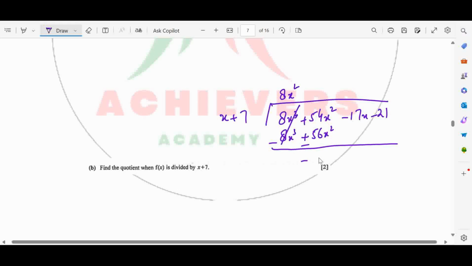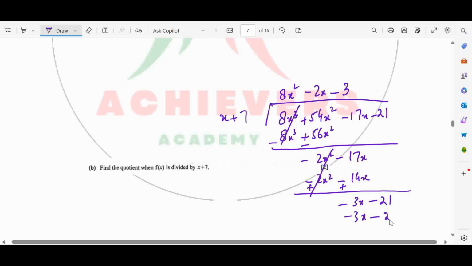This will now be minus 2x square minus 17x. Now we can multiply it with minus 2x. This will be minus 2x square minus 14x. Again we can cancel out these two. This will now be minus 3x minus 21. Now what we have to do again is simply multiply it with minus 3. If we multiply it with minus 3, this will be minus 3x minus 21, whole divided, leaving 0. Now it means that the quotient will be 8x square minus 2x minus 3. This will be the final answer.